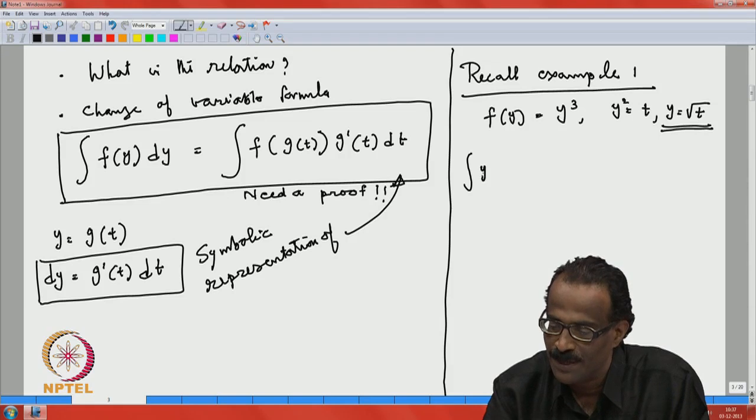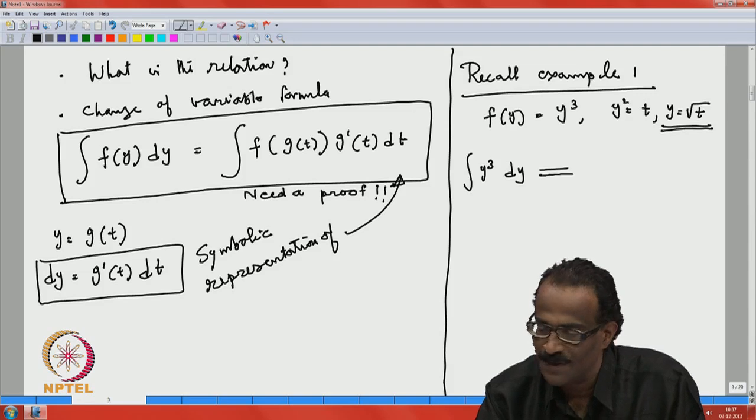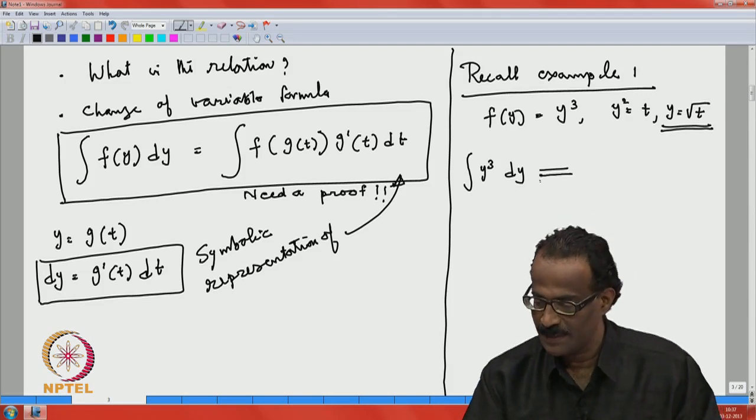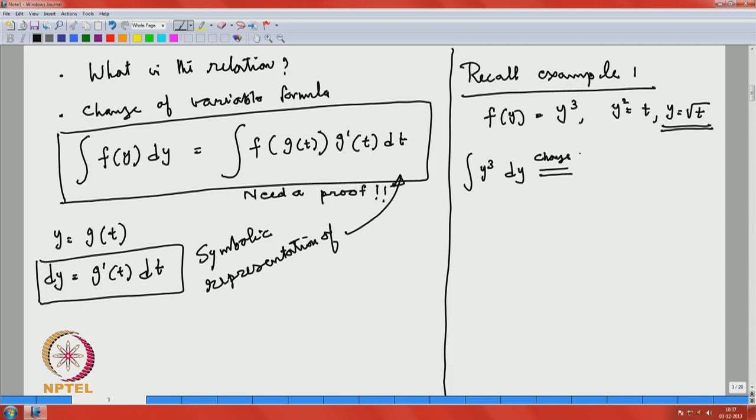So, what is your y cube dy? It is equal to the change of variable. Instead of y, I want to substitute y square equal to t. So, f of that, when you put y is equal to root t, I will get root t power cube. And then what is my g of t here? This is my g of t, you see. So, I want g prime of t, so I want root t prime dt.